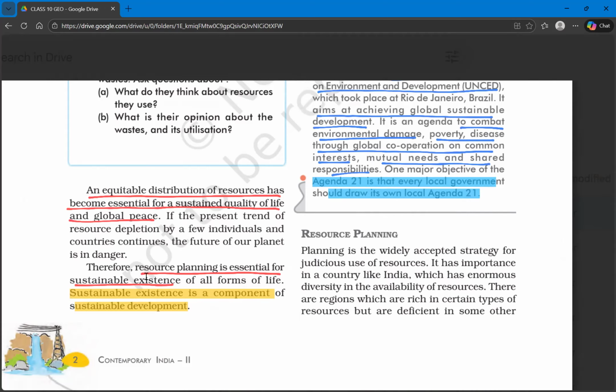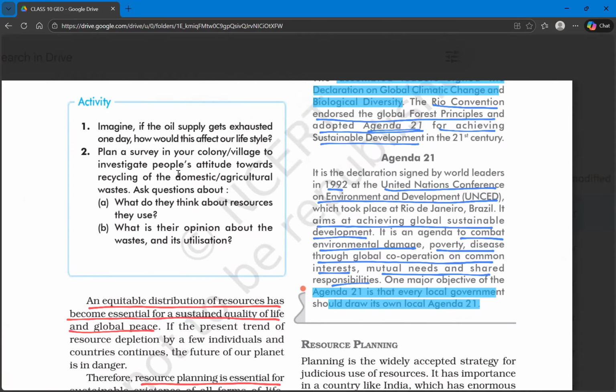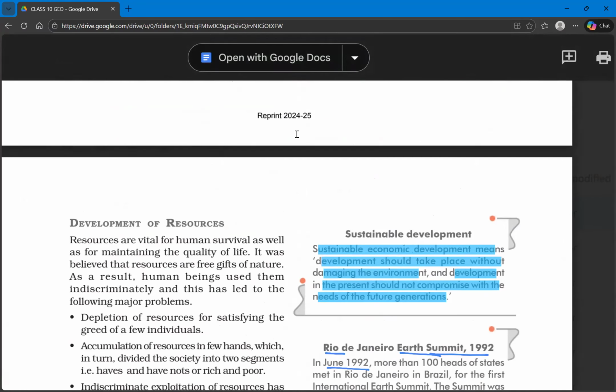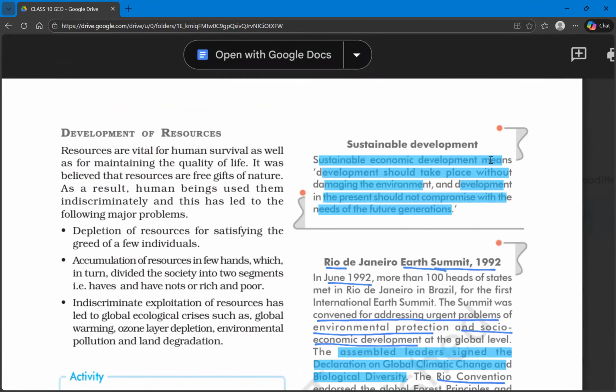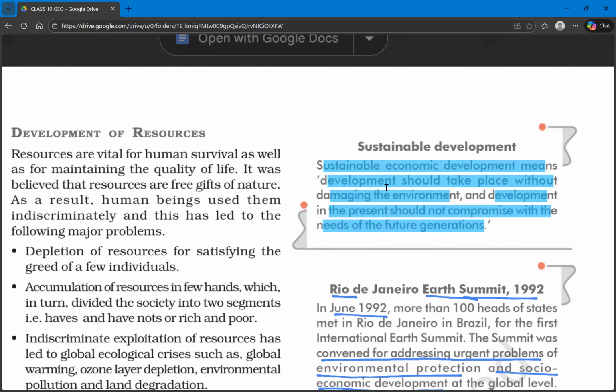So planning is very much important. And this sustainable existence is a component of sustainable development. But what is sustainable development? We have to look into it. Sustainable development means development should take place without damaging the environment, and development in the present should not compromise with the needs of future generations.